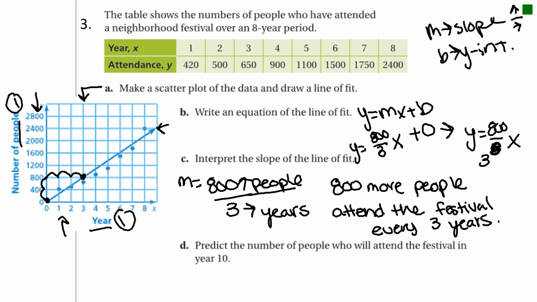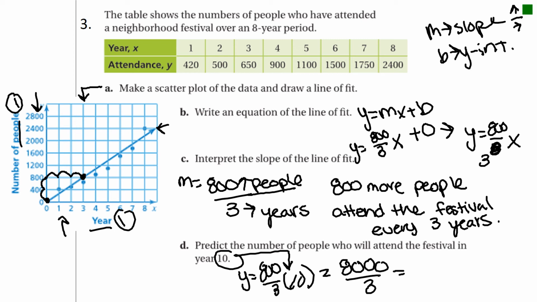Now we're going to take our equation, big picture, and predict what's going to happen in 10 years. So what am I going to do? I'm going to plug 10 in for x in my equation. So 800 divided by 3 times 10. How do you multiply fractions? Straight across. So what is 800 times 10? 8,000.